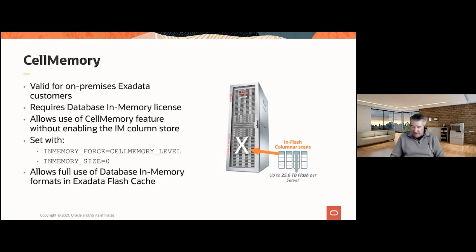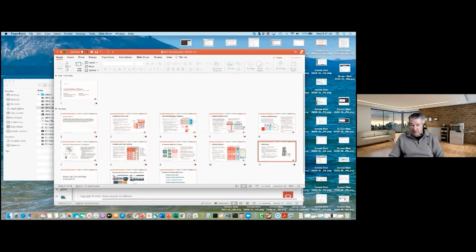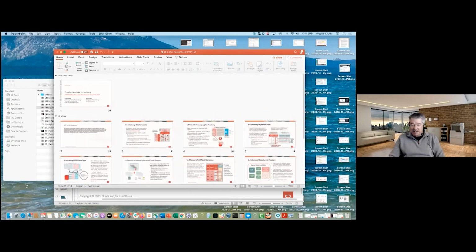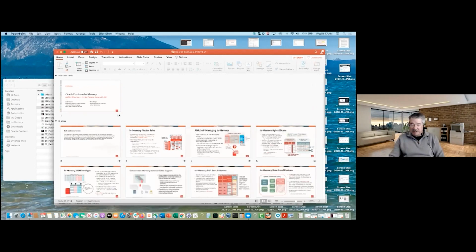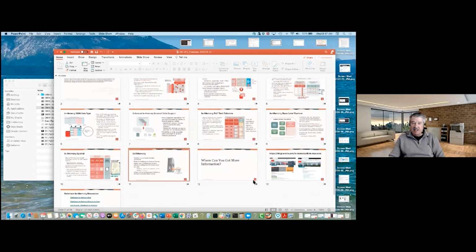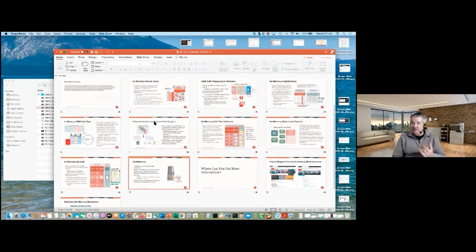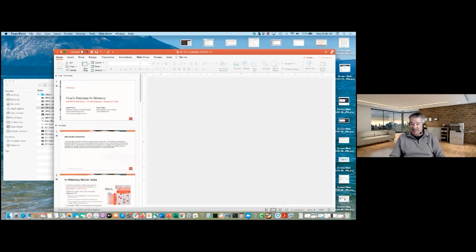So I think that's all, and that's actually quite a few features. If you think about it, if I go back, we've talked about a whole bunch of new features in Database In-Memory: in-memory vector joins, AIM, hybrid scans, JSON, in-memory external tables with partitioning support, full text columns and spatial, and then of course we have the base level feature and cell memory. So that's a lot of new features that we've released. I think that's a big deal.